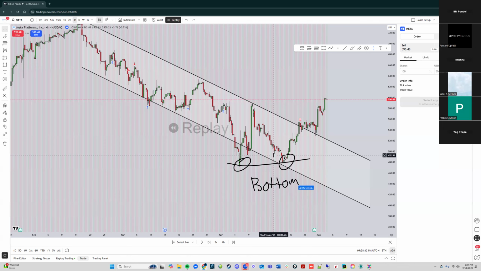Second thing is the last lower high is going to get taken out. It got taken out here, and then it got taken out here. Okay, so for us to start longing now, what do we have to do?